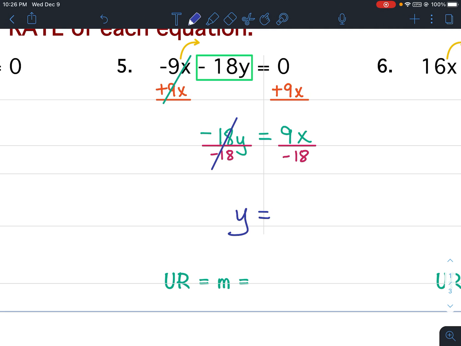So I get y equals, and if you put 9 over negative 18, use the fraction button, 9 over negative 18, you would get negative 1/2. So my final answer is going to be negative 1/2 x. So my unit rate is the same as my slope. My slope is this number in front of x. So my unit rate would be negative 1/2.